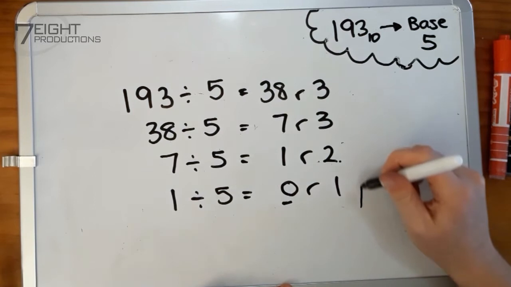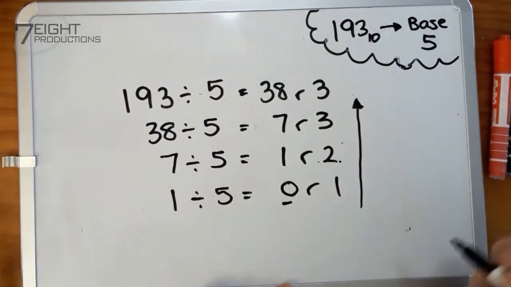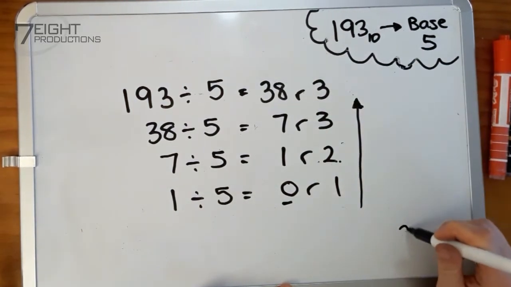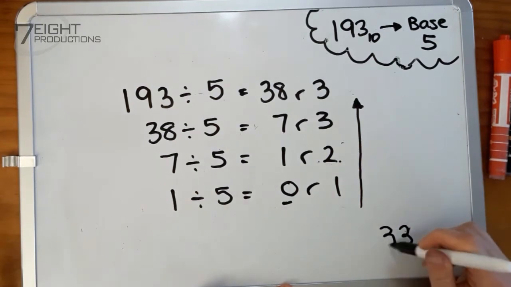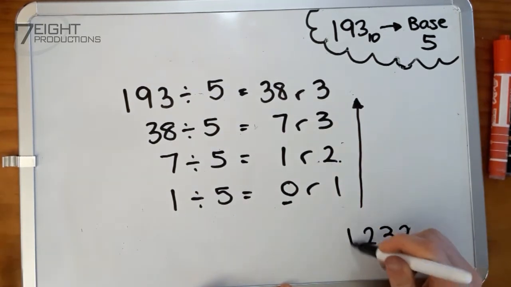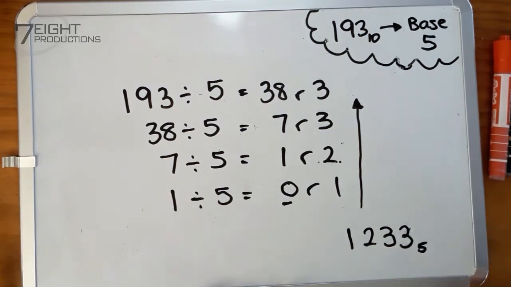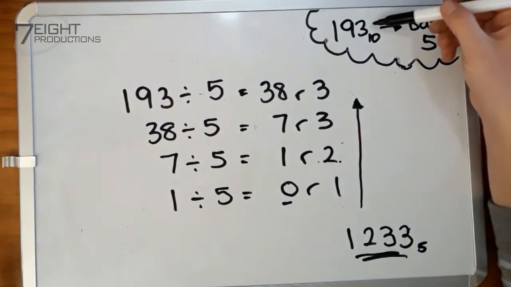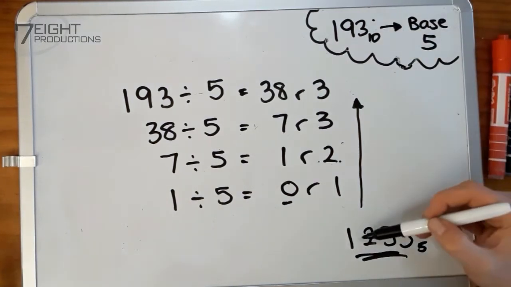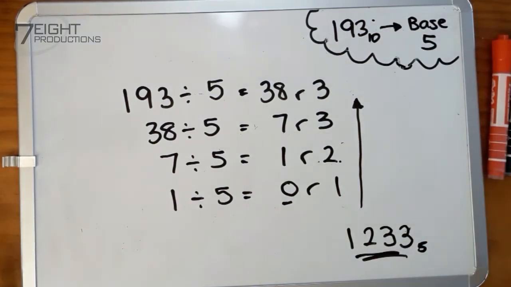And we're going to read our number going this way. So the top one is the last number: 3, 3, 2, 1. Read from the bottom up: 1, 2, 3, 3, and this is now in base 5. So there's our answer. 193 is equal to 1, 2, 3, 3 in base 5.